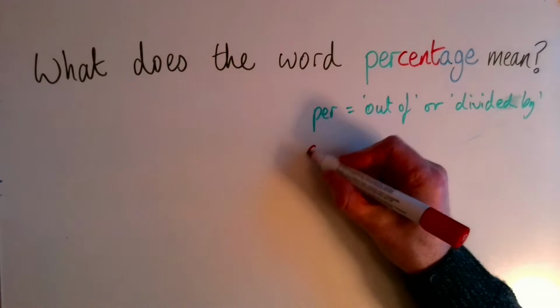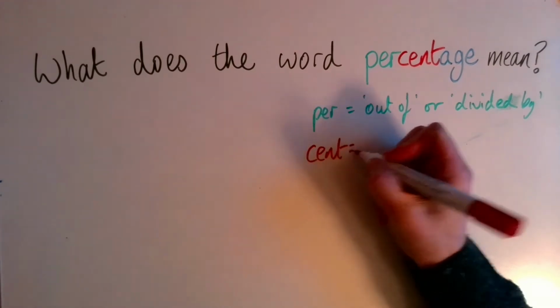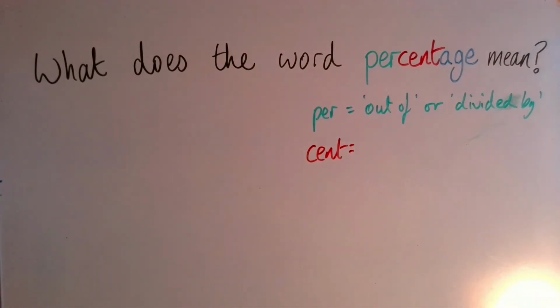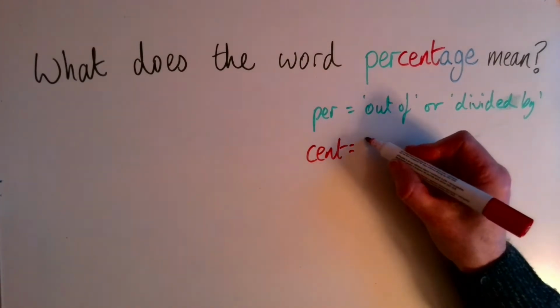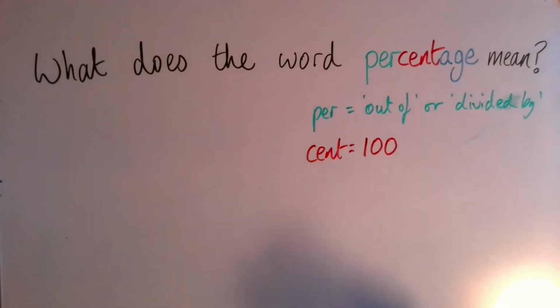And cent, if any of you have ever been to America, you have dollars, but those dollars are divided into 100 cents, and it's the same with the euro actually, if you've ever been to France or Spain or anywhere in Europe. So cent means 100.